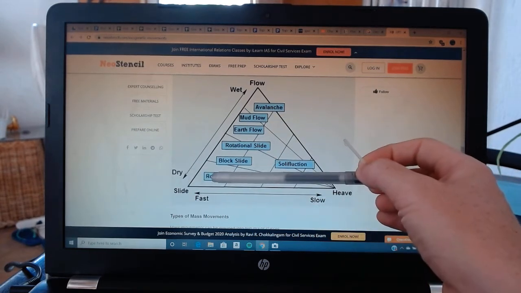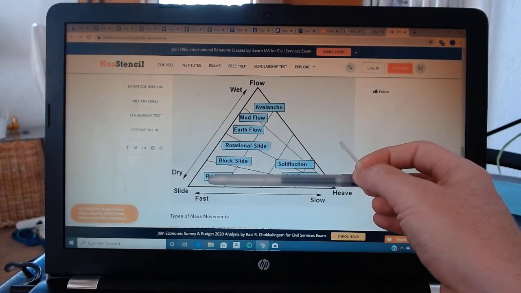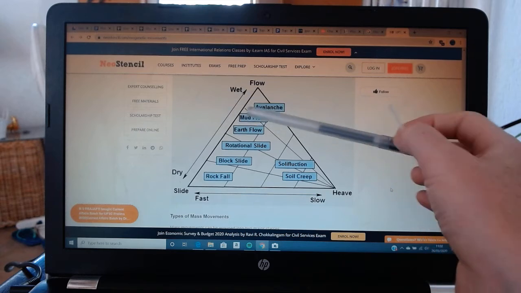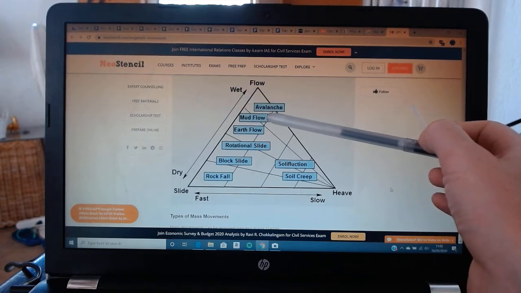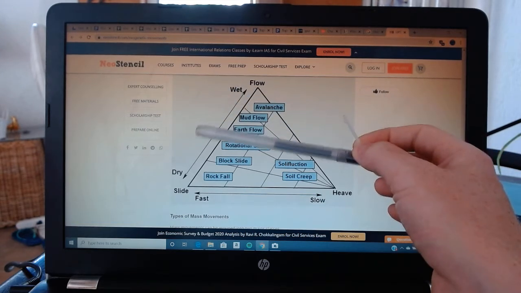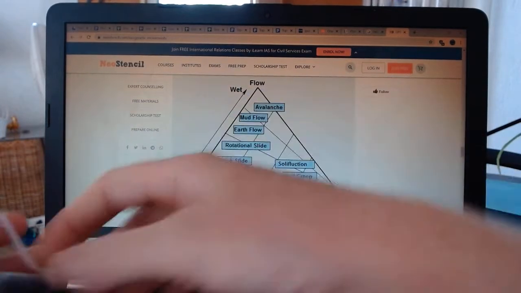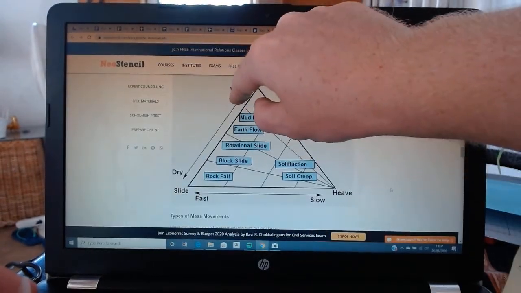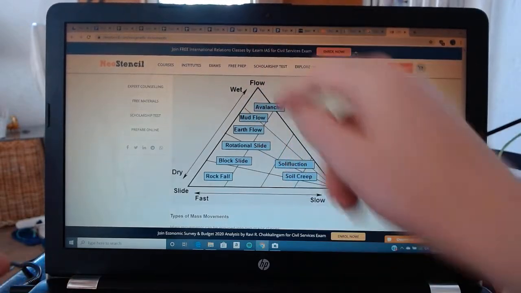There's very little water involved in a rockfall. Okay, the rest of them then, mud flow is a lot closer to the wet end. It contains a lot of water, but it's also very fast. So speed comes up fast over wet. So mud flow and earth flow would be up there.